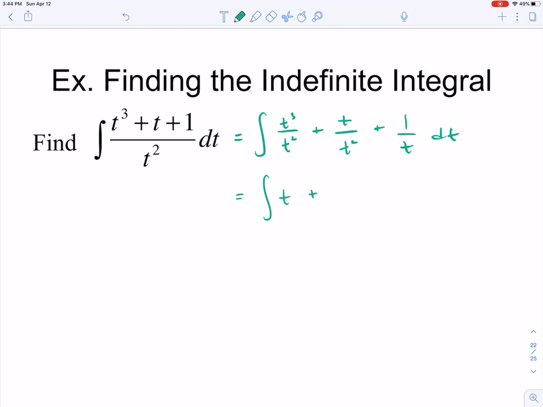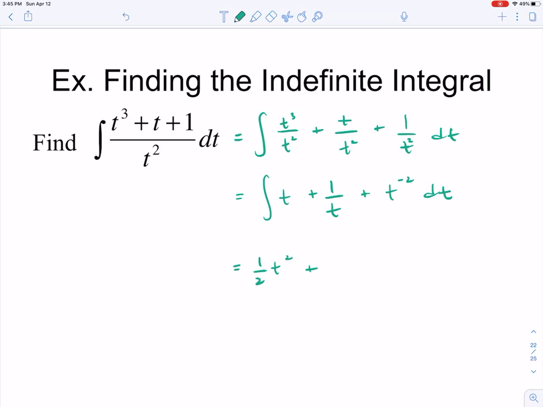And then simplifying that, t cubed divided by t squared is t. T over t squared is 1 over t. And then 1 over, oh, that's 1 over t squared. I'm going to rewrite that as t to the negative second power. I'm going to leave 1 over t as 1 over t because I know what the integral of that is.